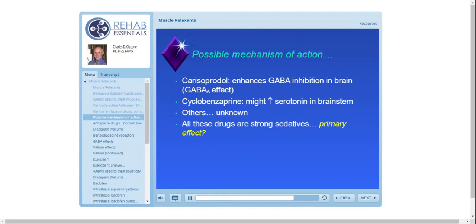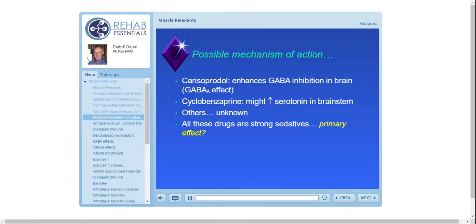And the question then is, is this really their primary effect? In other words, they don't really affect the muscle directly, but by increasing the level of sedation throughout the central nervous system, from the cortex down through the brainstem and cord level, we're simply getting less excitation of the alpha motor neuron. And if that happens, then the muscle will relax. And this is probably their primary effect.